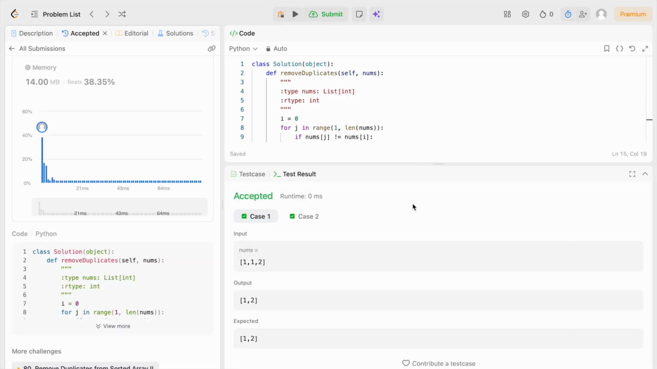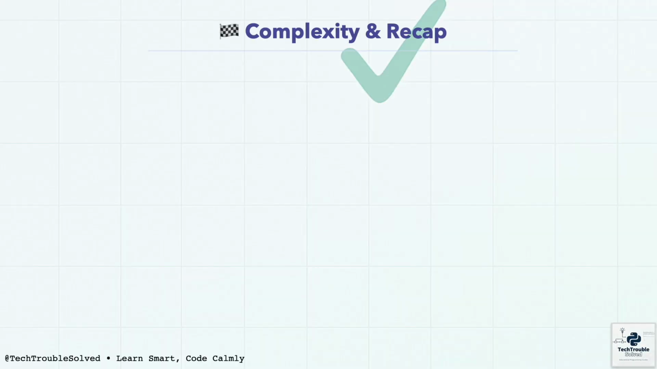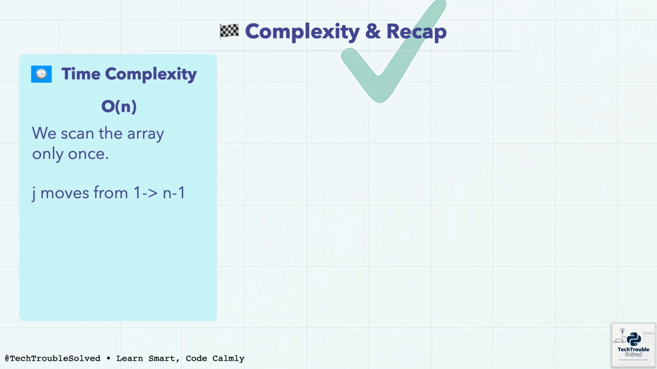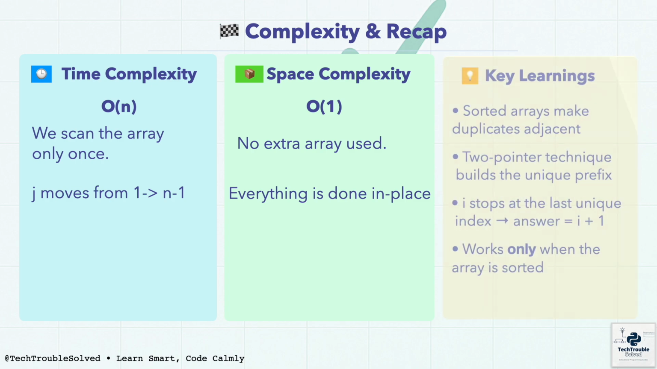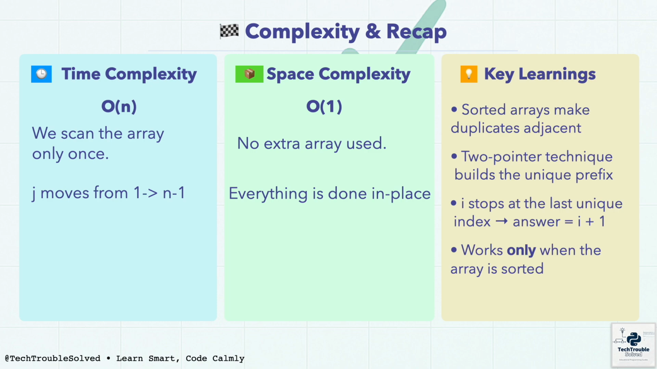It's submitted successfully. Now that we have implemented and submitted the solution, let's quickly understand how efficient this approach is. The time complexity is O(n) because we scan the array once. The space complexity is O(1) because we don't use any extra memory. The key idea to remember is that sorted arrays make duplicates adjacent and two pointers help us build the unique prefix efficiently.